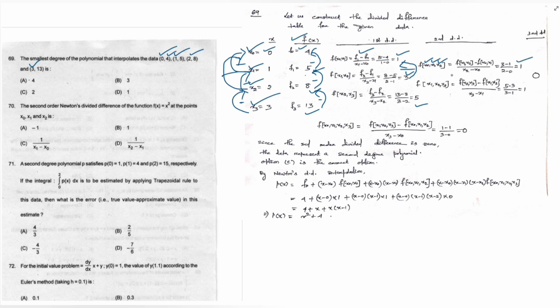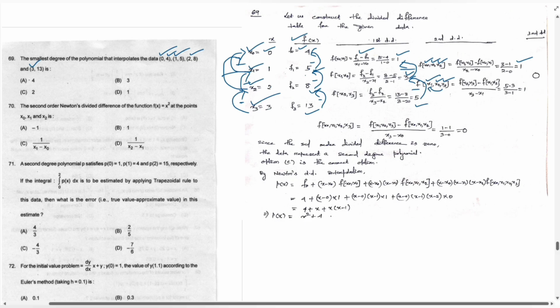Similarly, the second order divided difference using the data values x1, f1, x2, f2 and x3, f3 is calculated using the first order divided differences f of x1, x2 and f of x2, x3, which is 5 minus 3 divided by x3 minus x1. x3 is 3 and x1 is 1. So here 5 minus 3 divided by 3 minus 1. So we have 1. As you can see here, all the second order divided differences are equal.